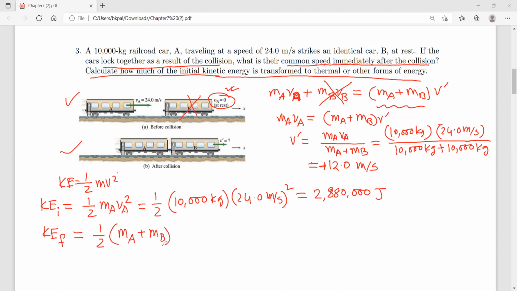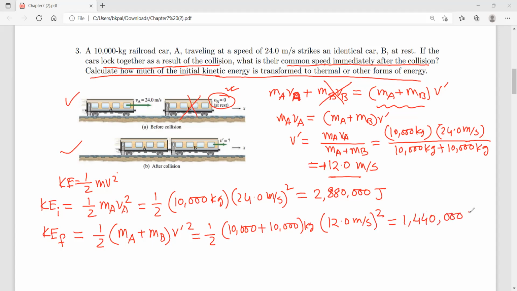So I have to combine car A and car B, and the final velocity for the combined cars is these, right? So V prime squared. So what I will have then, kilogram, and then 12 meter per second and then square. So if I do this calculation, it gives me 1440 joule.